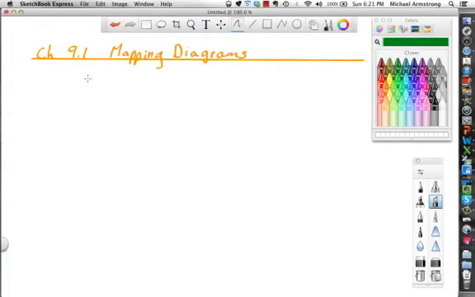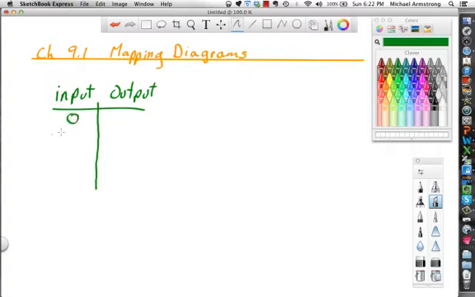Okay, here we are in chapter 9.1, mapping diagrams, and some of this is new, some of it is old, and it just depends on whether or not you understand what's happening. A lot of times we have what's called an input and an output. And they'll give you kind of a chart. And the input has some numbers, and the output has other numbers. For instance, you might have 0 for the input and 1 for the output, or 1 for the input, 2 for the output, 2 for the input and 4 for the output.